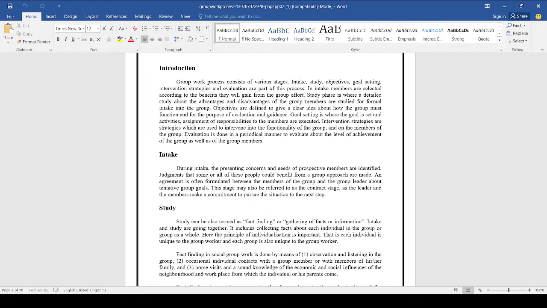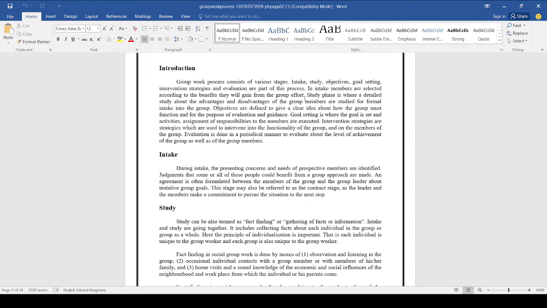These are the different stages of social group work practice, which we go through in the field, especially in agency field work or community field work. When we form a group, we should go through these stages. We come into the detail of the first phase, that is the intake phase.